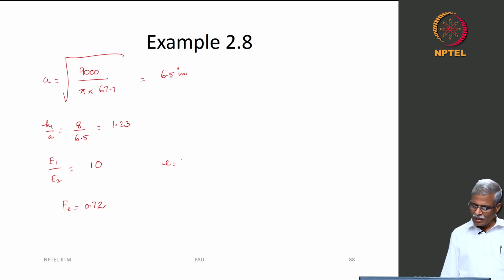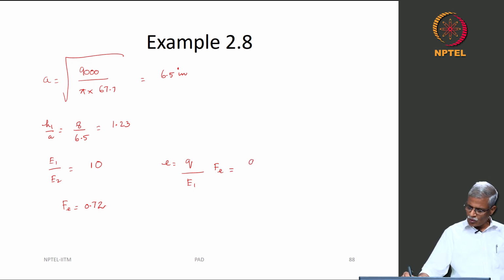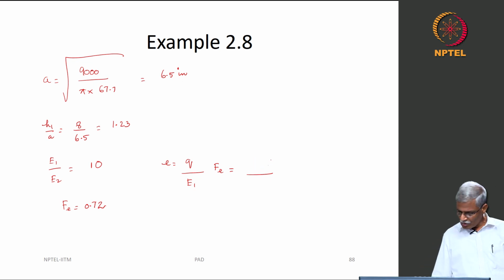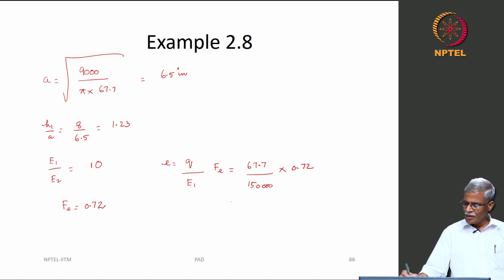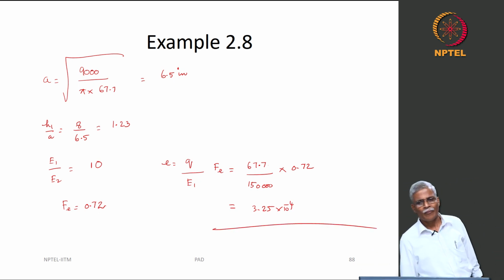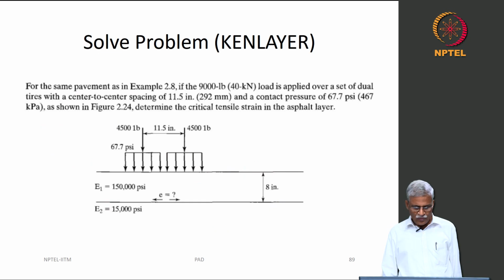And so E is equal to Q divided by E1 times Fe, where Q is your load per unit area, 67.7, E1 is equal to 150,000, times 0.72, and this is going to be your critical tensile strain. Okay. So, this is what we are going to do.